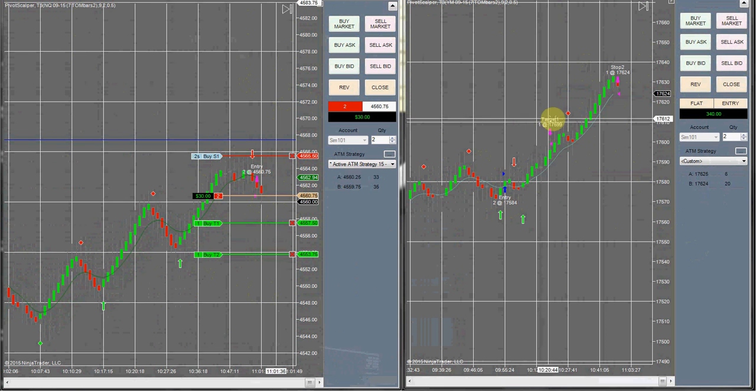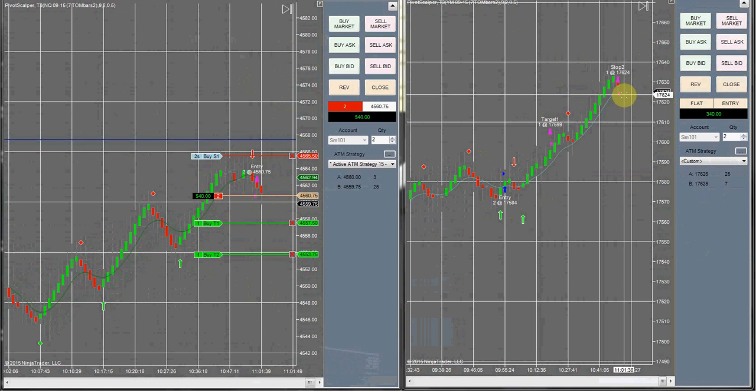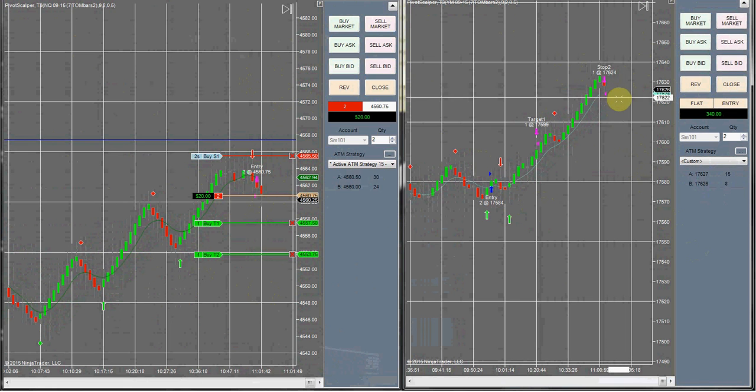Alright, that didn't take long. Market just gave us a quick little spike down and got us taken out here. So now we'll focus over here on the NQ, and we'll see what happens with this trade. Be back with you guys shortly.